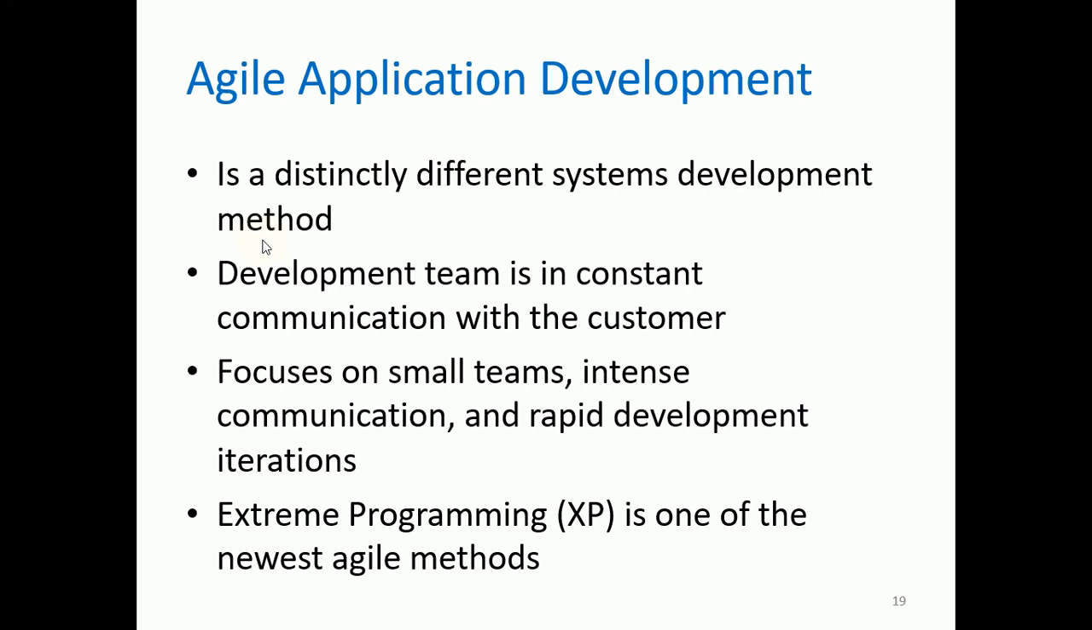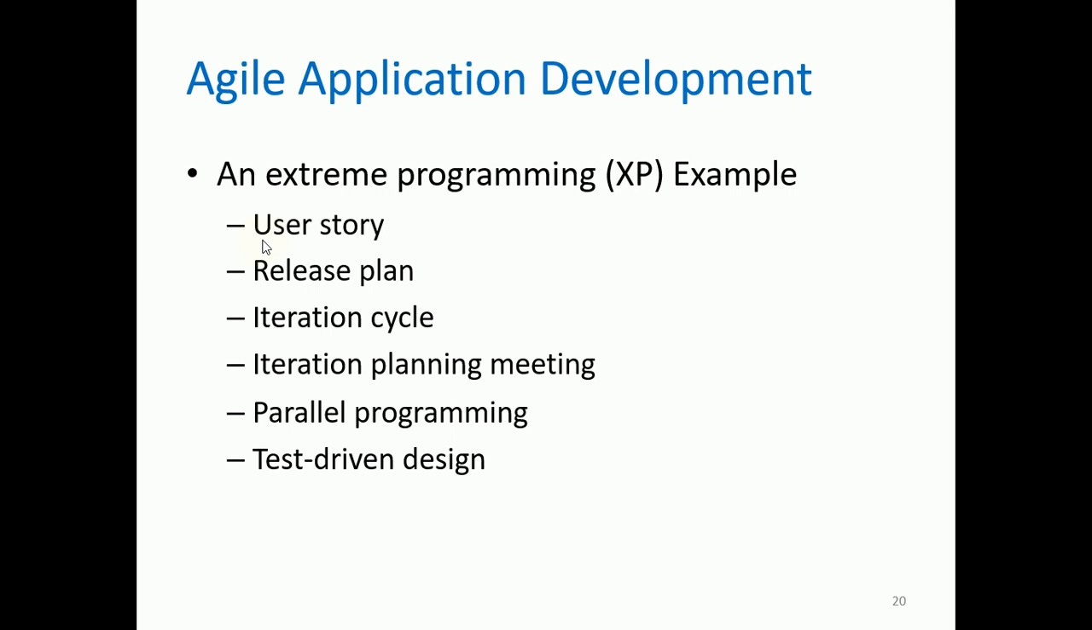So we have these traditional methods, and next we have Agile application development. It is a distinctly different systems development method. The development team is in constant communication with the customer, focuses on small teams, intense communication, and rapid development iteration. One example of Agile application development is extreme programming, or XP for short, one of the newest Agile methods. Extreme programming aims to produce higher quality software and higher quality life for the development team.